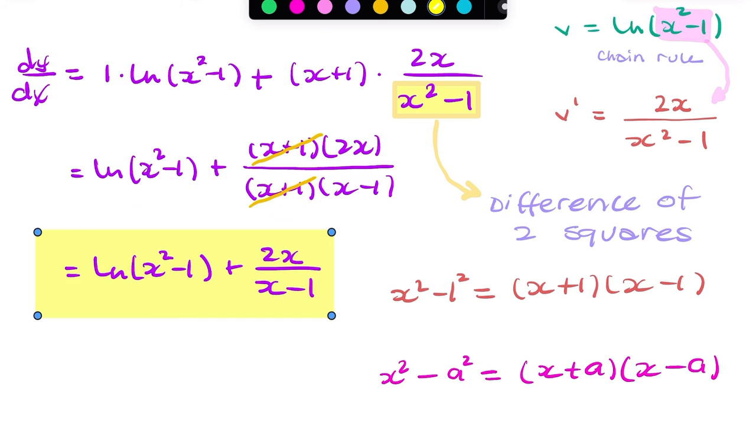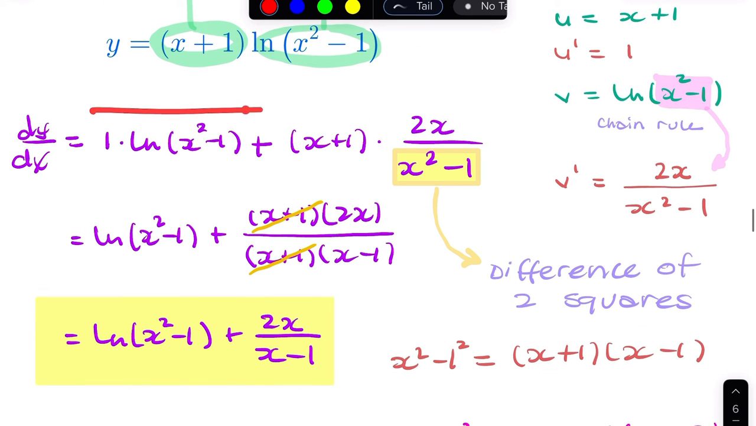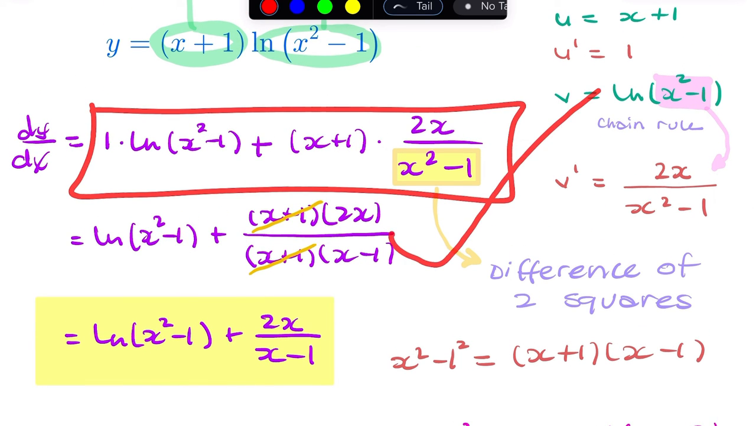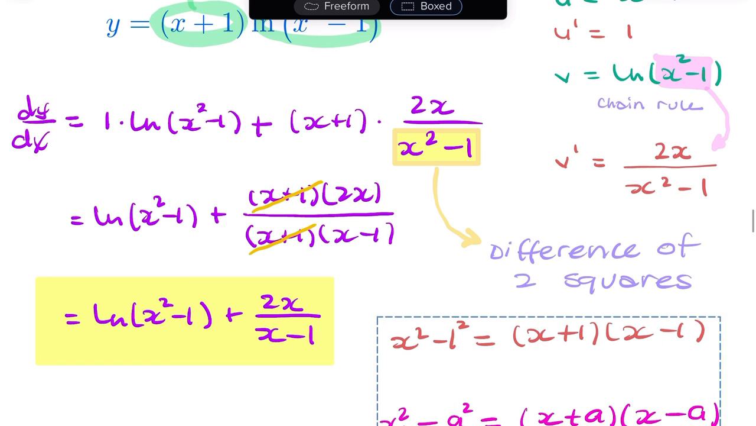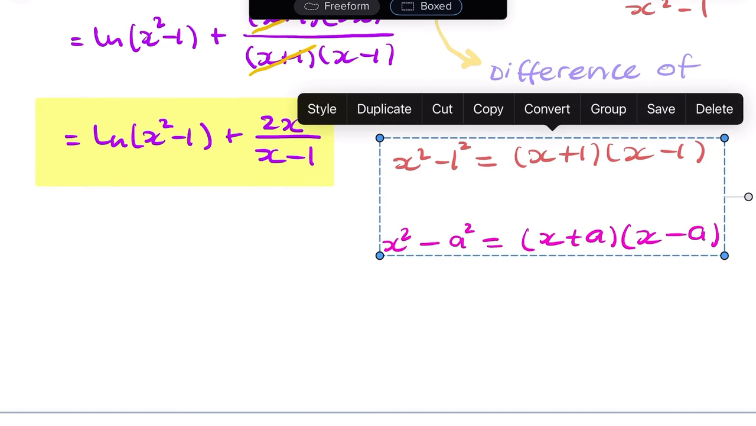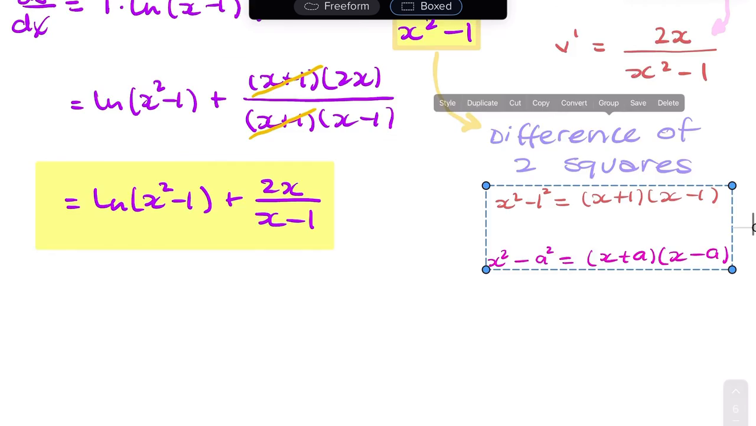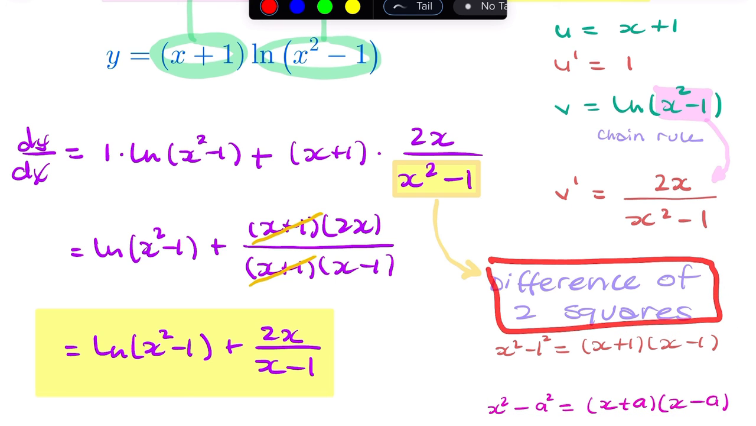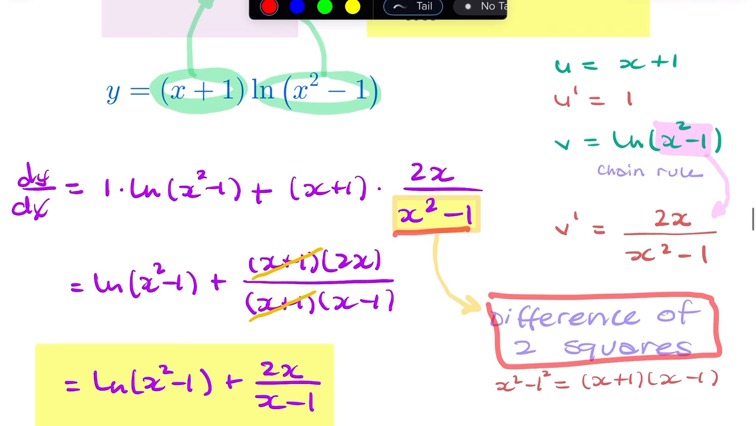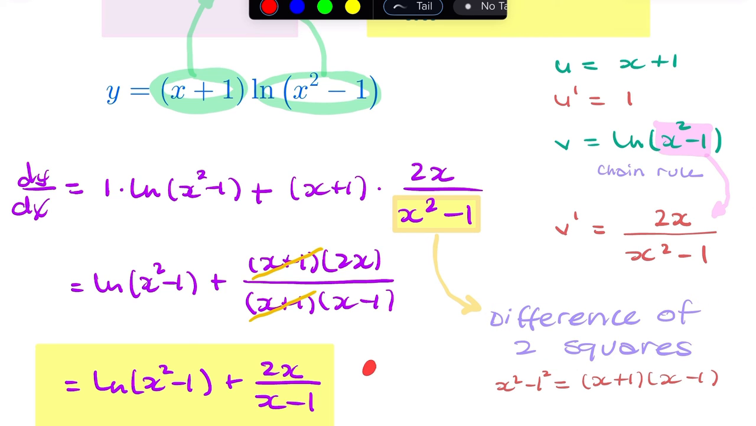So even though this answer here is correct, it's not the simplest form, so it wouldn't be accepted as your final answer. You would still be expected to simplify it. All right, so you need to know how to deal with the difference of two squares. You need to be able to recognize it when you see it. So that's another example of using the product rule.